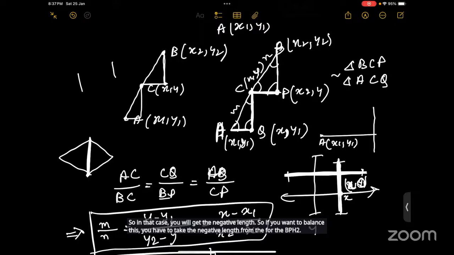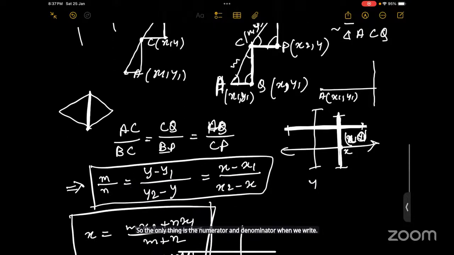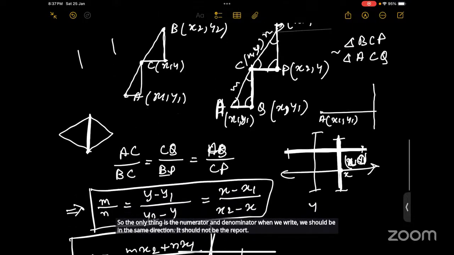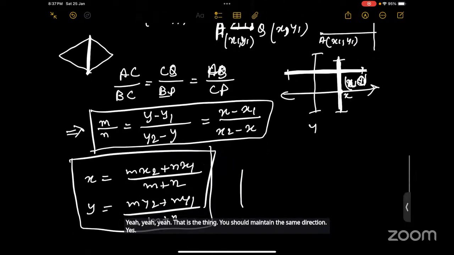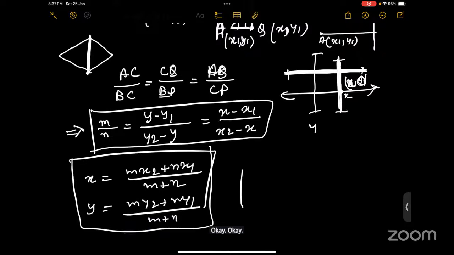So it will be cancelled out and it will be balanced then. It will be positive, ma'am. The minus one gets cancelled, so it will be balanced. The only thing is, when we write the numerator and denominator, they should be in the same direction. It should not be the reverse. You should maintain the same direction. Okay. Anything else? Any other doubts?